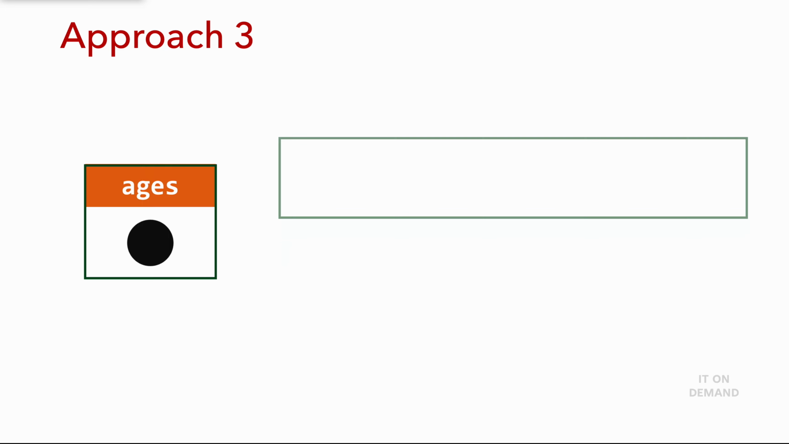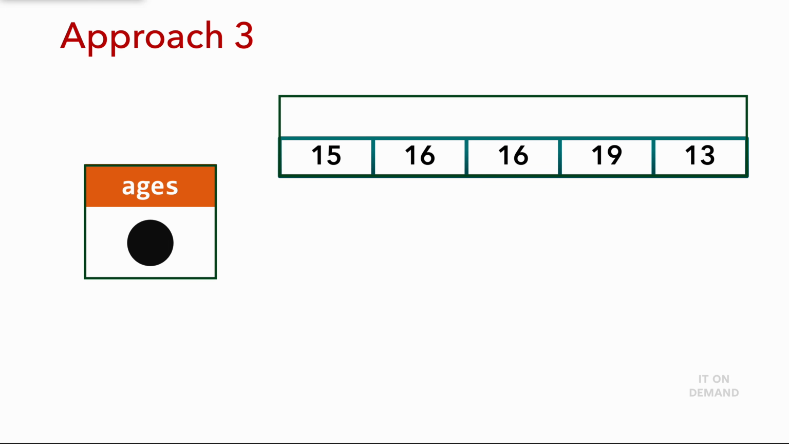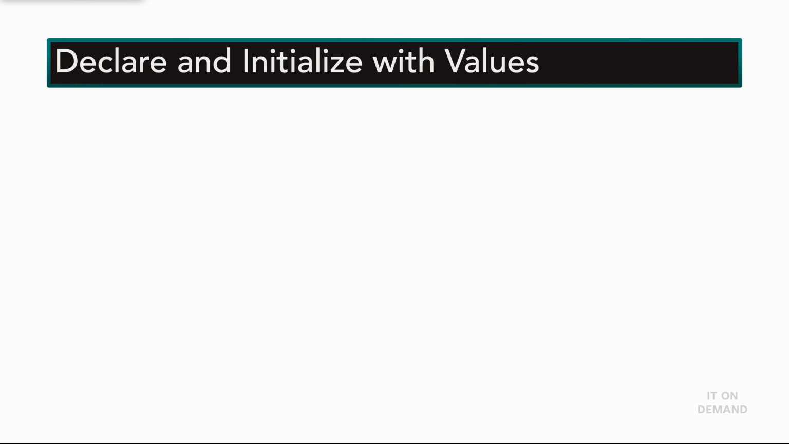For this problem, we know what the values are. And so we say, okay, give us that array, store in it the ages of the people, 15, 16, 16, 19, 13. And then we want to refer to that array, right? What then? How can we do this? This is where we can declare and initialize with the values.